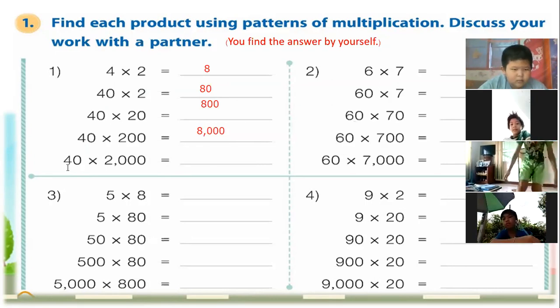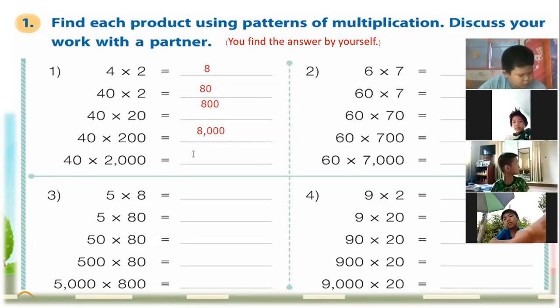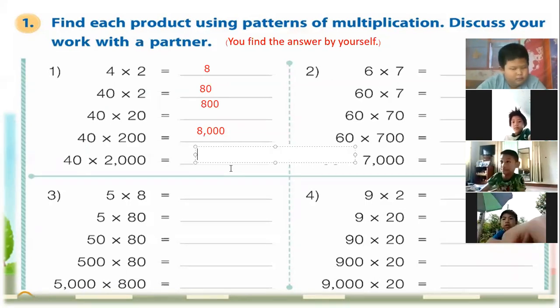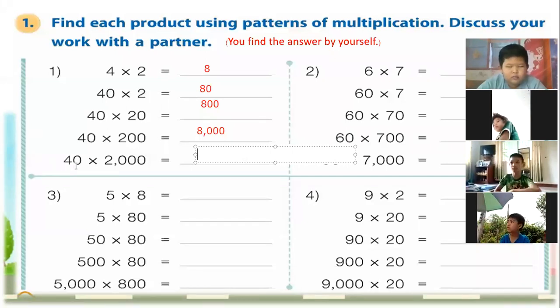Okay, now the fifth step, we have 4 tens multiplied by 2,000. So we will have how many? 80,000. 80,000 is the correct answer. Okay, we have total 4 tens. You can see here 4 tens multiplied by 200. That means 8,000. Now we have 4 tens multiplied by 2,000. So which means we have total 80,000. That is the correct answer.